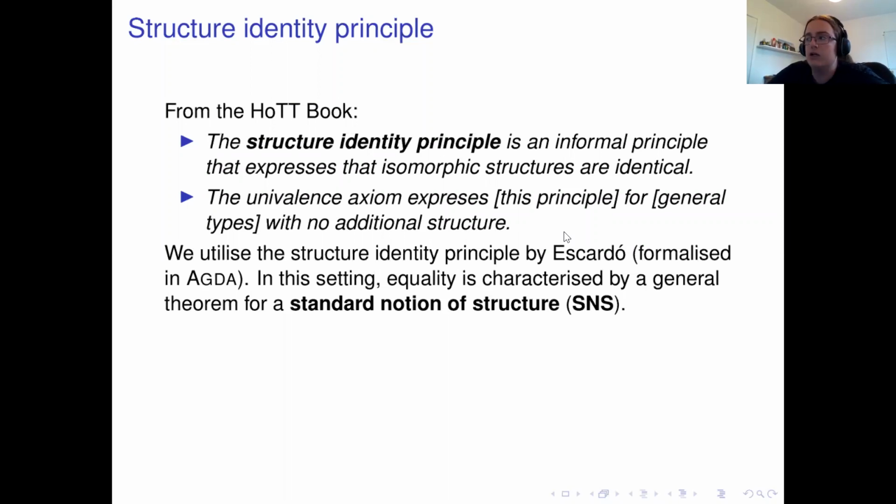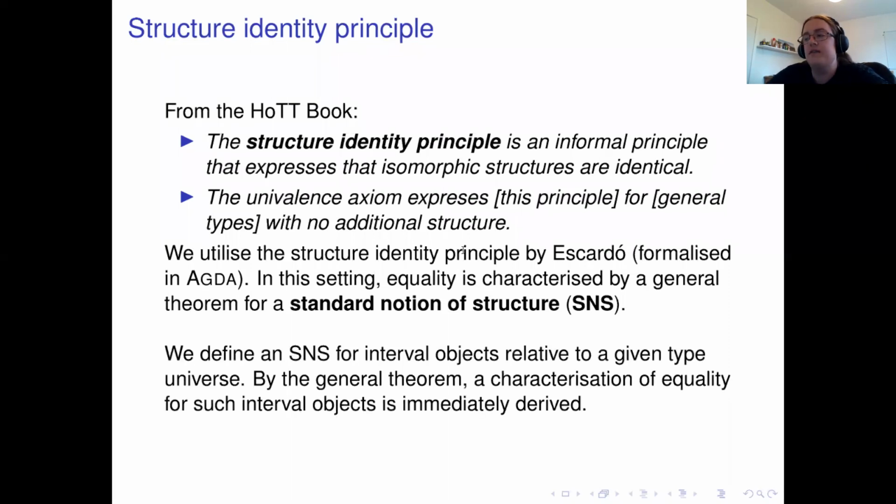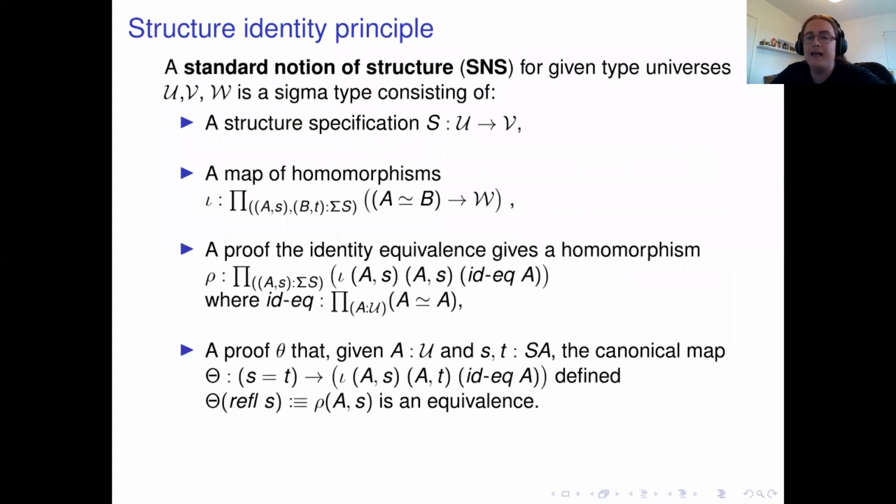In this setting, equality is characterized by a general theorem for a standard notion of structure. We define an SNS for interval objects relative to a given type universe. By the general theorem, a characterization of equality for such interval objects is immediately derived. So an SNS consists of a structure specification, which takes a type and gives back a type defining the structure. Terms of a structure are then given by terms of the type sigma S, i.e. a type equipped with that structure specification. We then have three other things, iota, rho, and theta.